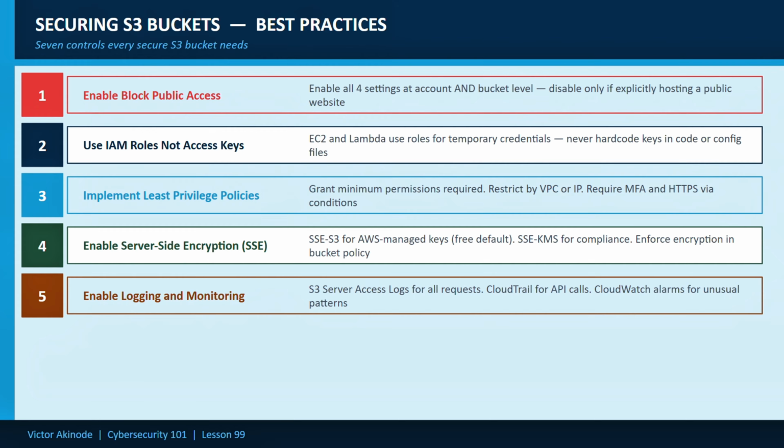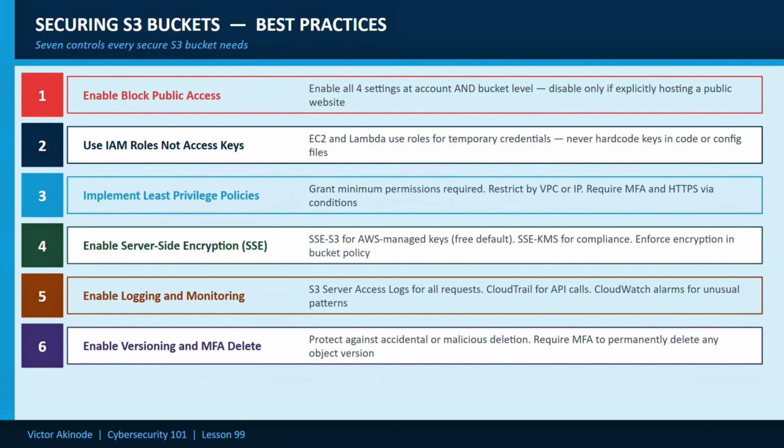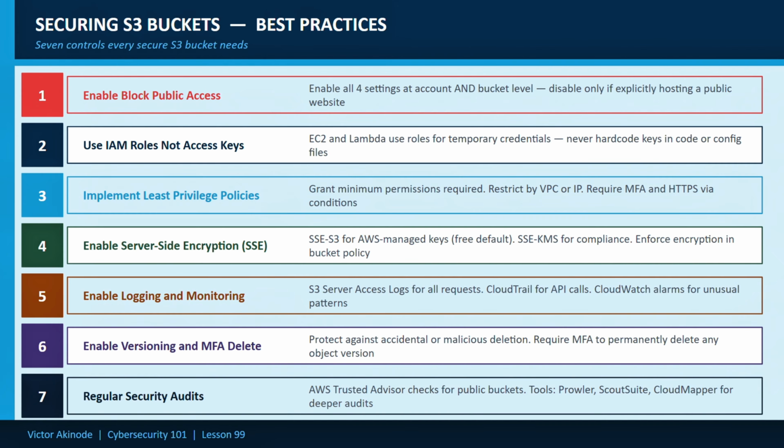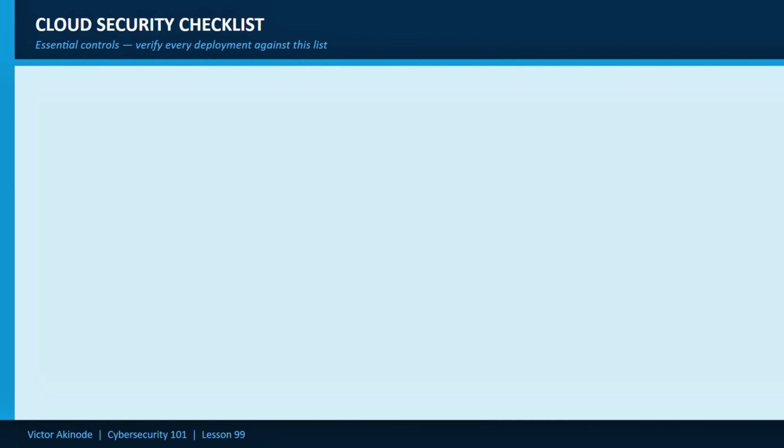Number 5 is enable logging and monitoring. S3 server access logs track requests. CloudTrail logs API calls. CloudWatch alerts on unusual patterns. Number 6 is enable versioning and MFA delete. Number 7 is that you should conduct regular security audits using AWS Trusted Advisor and third-party tools like Prowler, ScoutSuite, and CloudMapper.